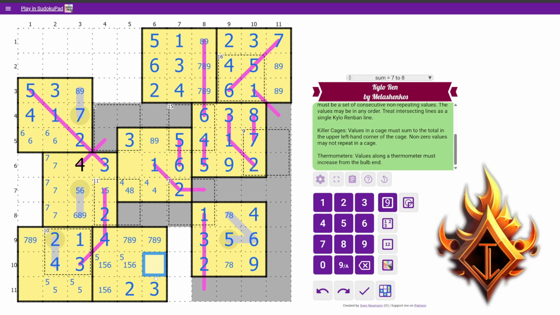Seven, 8, 9. It can't be a 9. So we have a 7, 8 combo now. Which is going to 1, 5, 6 this one. And it cannot be a 1 or a 5. So it has to be a 6. This is now 1, 5. So that is 6. And 6 up here.